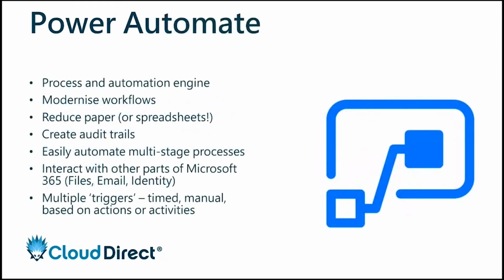We can now look at Power Automate briefly. Power Automate is a process and automation engine. So we can take business processes that you've got within your organization, and you can model them out step by step within Power Automate. This allows you to get multiple inputs from different areas of the business. It allows you to save that data and work with it in a structured fashion, and it allows you to interact with other parts of the ecosystem.